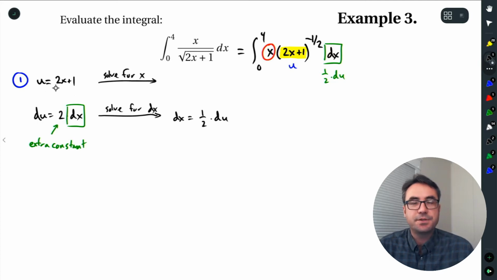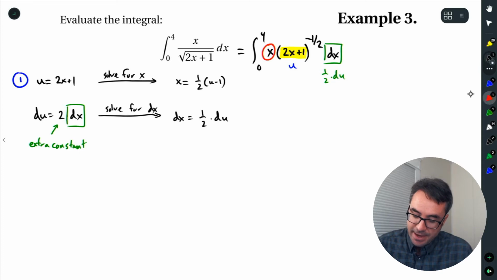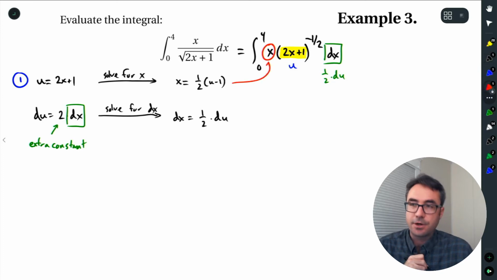So we're going to solve this equation for x. So subtract 1 from both sides, and then divide by 2. And so that'll give us x is equal to 1/2 times u minus 1. So subtract 1 from both sides and then divide by 2, and that gives us what x is. x is equal to 1/2 times u minus 1. And that is going to go right there for our x.